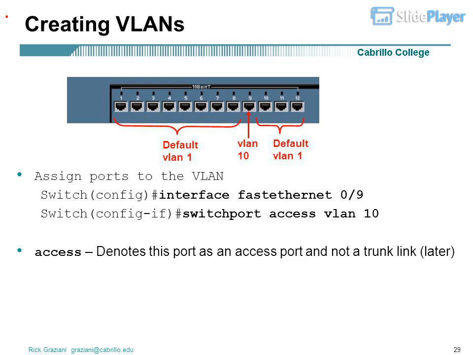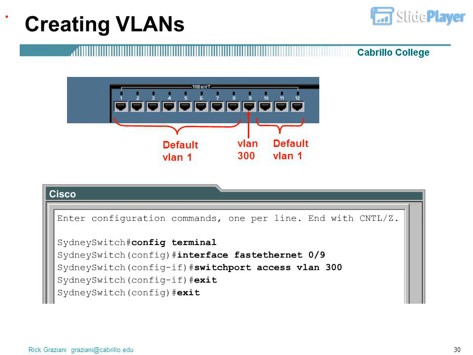Creating VLANs. Default VLAN 1, VLAN 300.